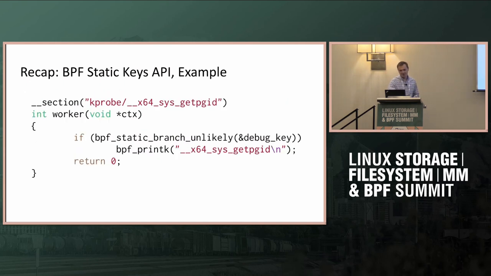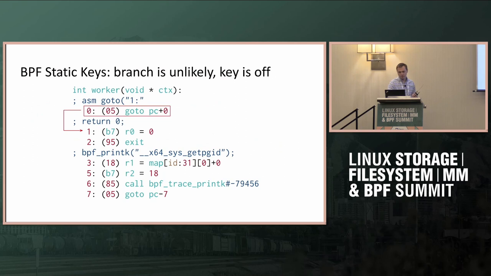So let's start from the API for static keys. It more or less mirrors the API for static keys for the Linux kernel. Basically here we have a static branch which uses a static key named debug key. And the feature is that if the static key is enabled, then this check costs us nothing. It's just a nop. And when it's enabled, then we jump to this unlikely branch. So in assembler, it's a nop if it's disabled, and it's a jump if it is enabled.